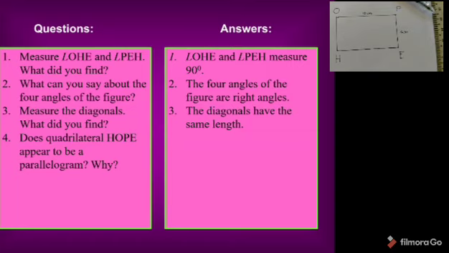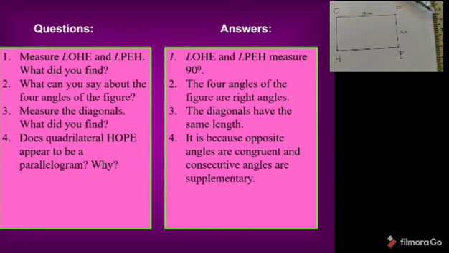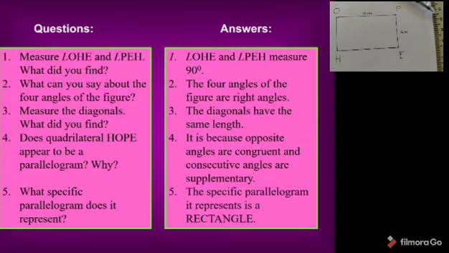Does quadrilateral HOPE appear to be a parallelogram? Why? It is because opposite angles are congruent and consecutive angles are supplementary. What specific parallelogram does it represent? Well, that's a rectangle.